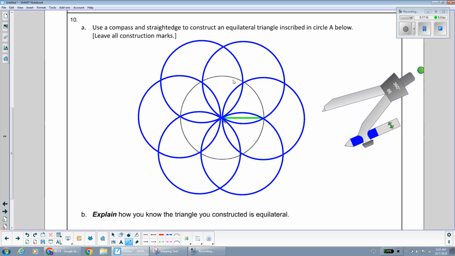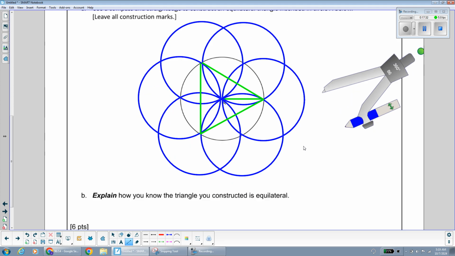And now, instead of connecting all 6 of the flower petals together, we're just going to connect 3 of them together. Every other one, you could have started with a different one. It just would have been facing a different way. But here we have an equilateral triangle in green over there, inscribed in circle A.